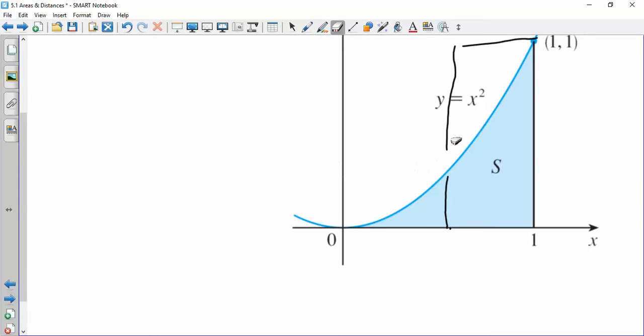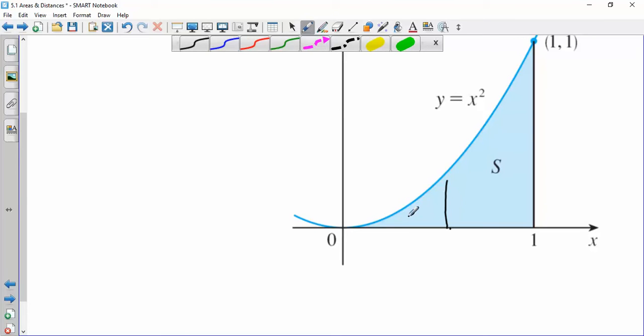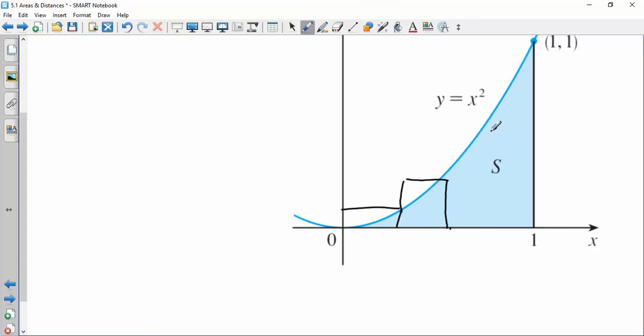What if I did more rectangles? How about I said, well, 2 is not very good. What if I broke it into 4 rectangles and found the area of all 4 of those and added them together? Still going to be over. Is it better? Yeah. Or what if I said, well, I want to be even better than that. So this time, let's do 8 rectangles.